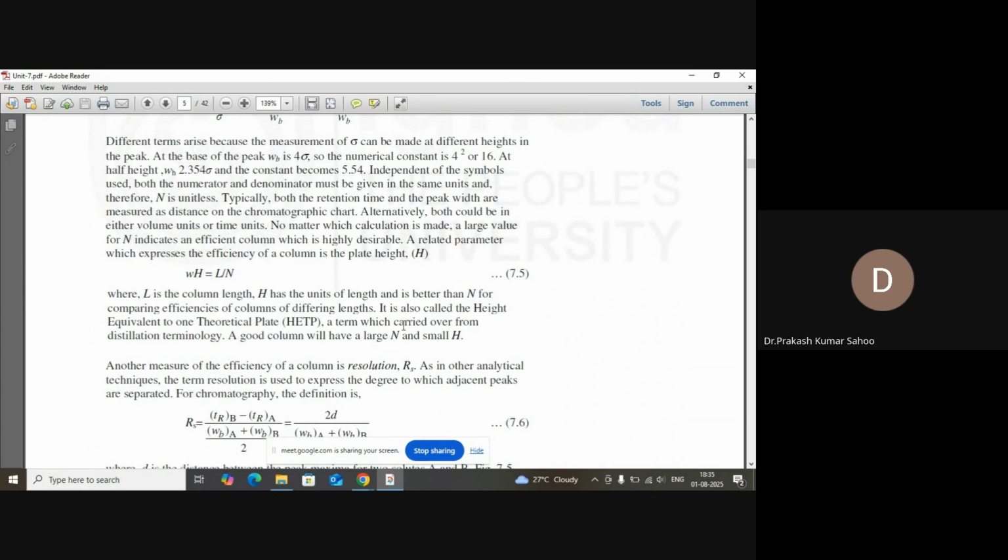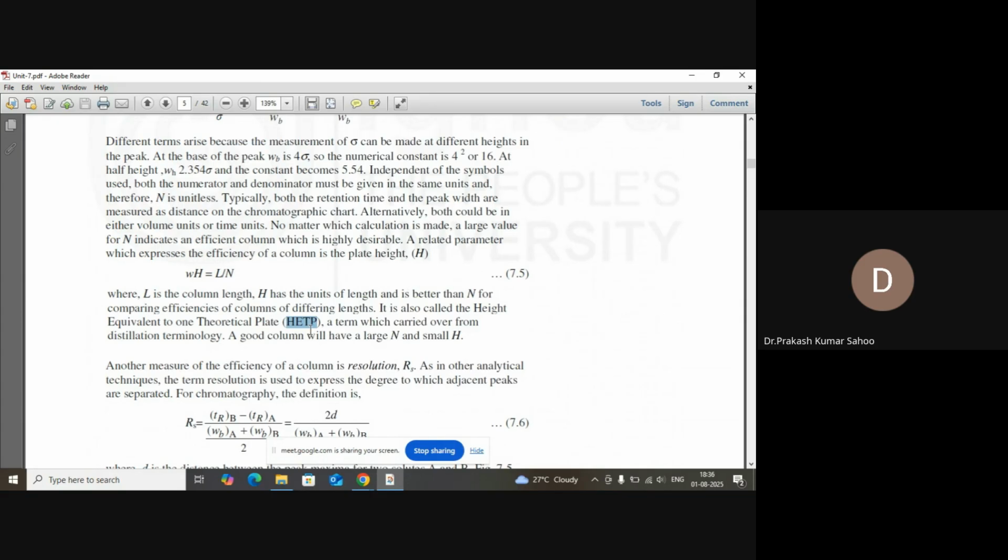So this is the plate height we have. H equals L by N, where L is the column length and H is the unit of length, used for comparing efficiency of columns of different lengths. And we have the height equivalent to one theoretical plate, which is known as HETP, height equivalent to theoretical plates, which is carried over from distillation technology.